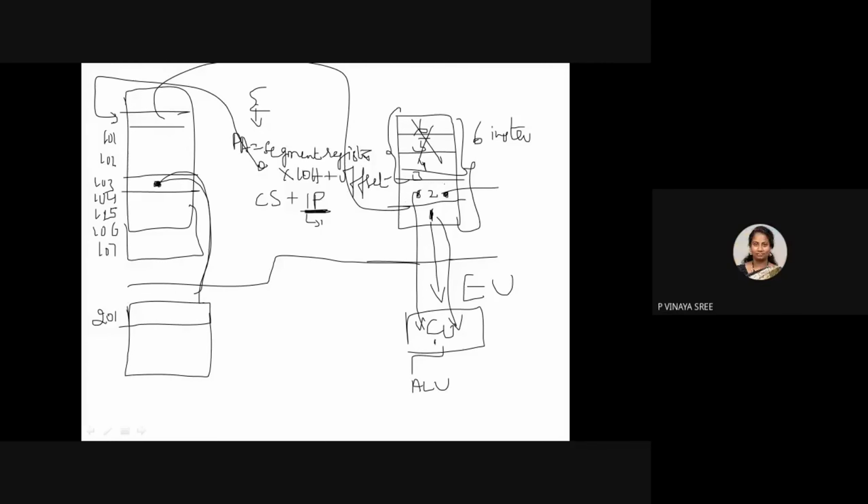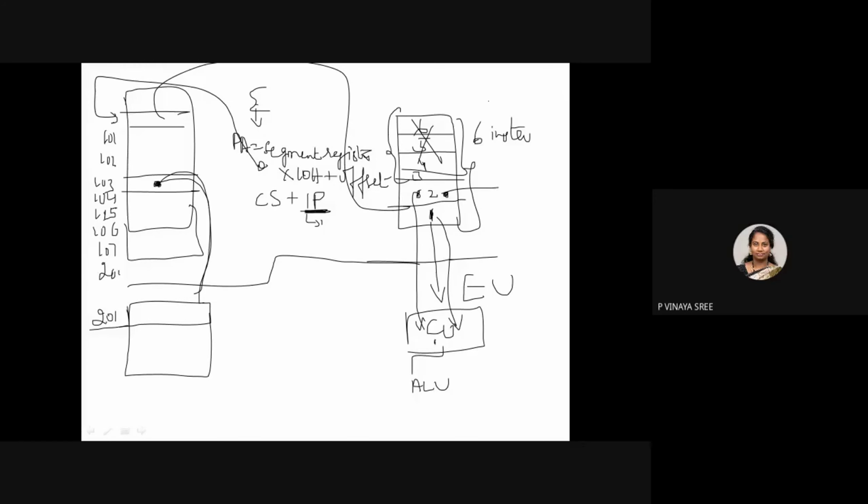Why? Because we are fetching and we don't know what is present in that instruction. Whether it is a branch or a subroutine call will be decided only when we decode. So when we decode, it identifies that there is a branch instruction to a particular location called 201. So whatever instructions have been fetched all have to be cleared, and it has to start with that particular address and fill the queue again.